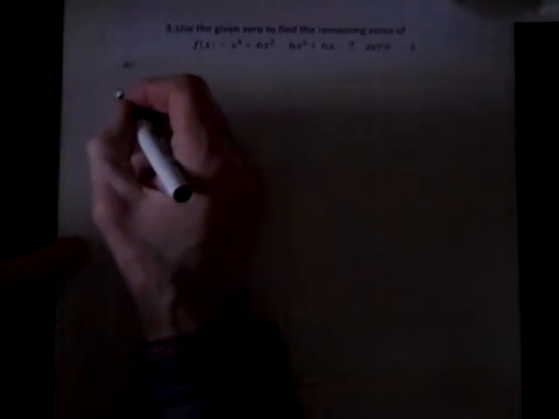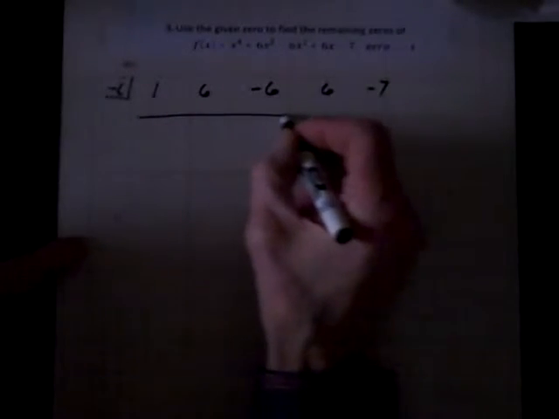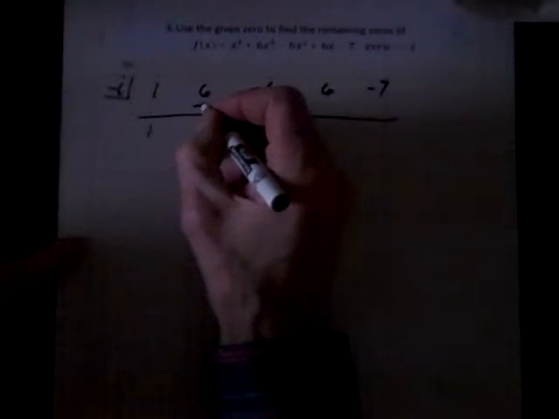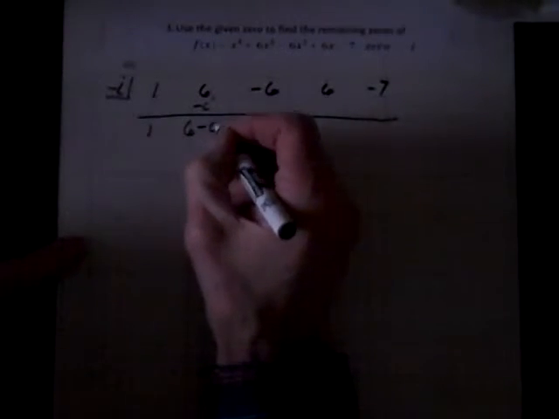So let's get started. We know in the box we're going to install a negative i. And here are the coefficients: 1, 6, negative 6, 6, and negative 7. Now we'll bring down the 1, multiply it times i, and we get minus i. Add these up, we get 6 minus i.